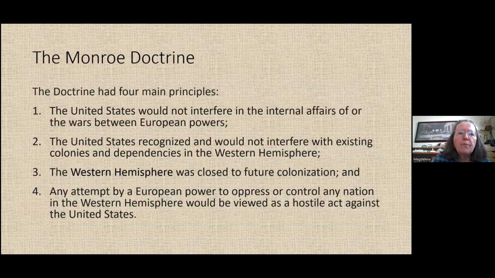So the doctrine had four major principles. The United States would not interfere in the internal affairs of or the wars between European powers. The United States recognized and would not interfere with existing colonies and dependencies in the Western Hemisphere. The Western Hemisphere was closed to future colonization, and any attempt by a European power to oppress or control any nation in the Western Hemisphere would be viewed as a hostile act against the United States.